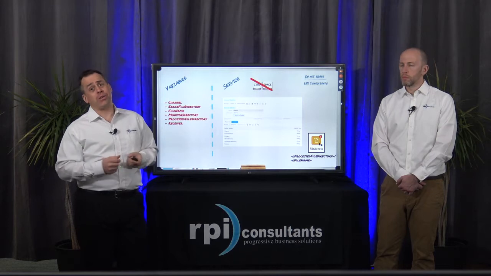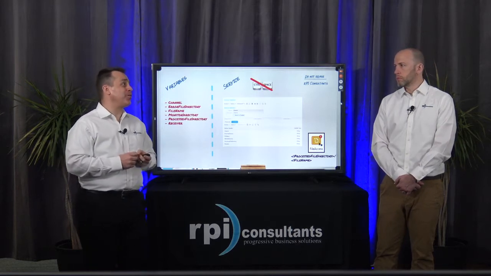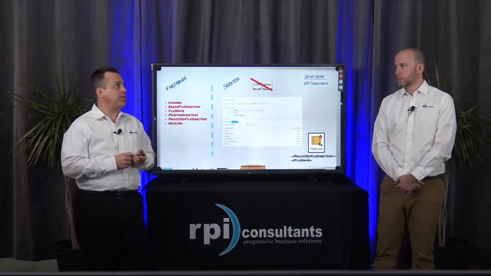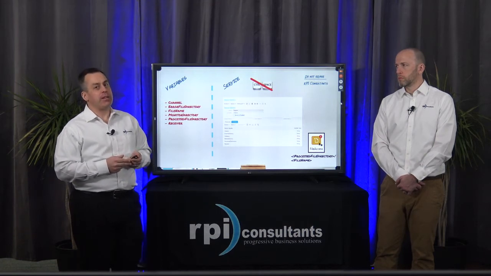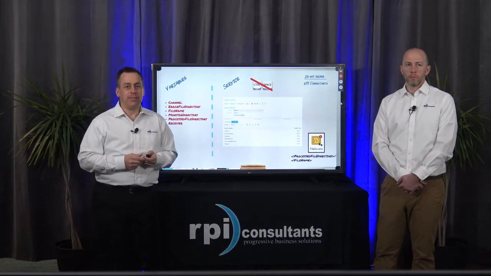I mean, you can always still use the less than, exclamation point, greater than, and type process file directory file name. You get used to it after a while, but in the beginning, it might be good to have those variables handy.